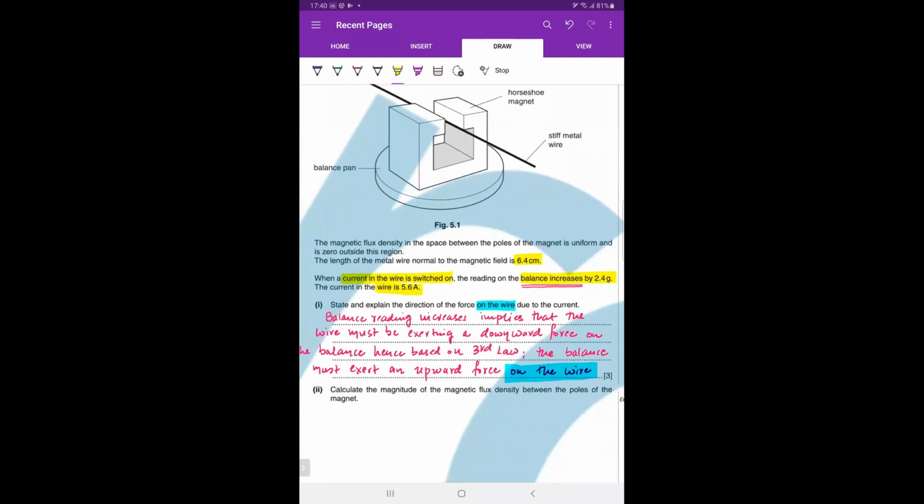it says, calculate the magnitude of the magnetic flux density. So you are expected to find the value of B. Once again the same formula, F is equal to BIL. Notice that I don't need any sin theta in this case, because no angle is mentioned. I am sure you can see they have mentioned the term perpendicular. Okay, normal is written.